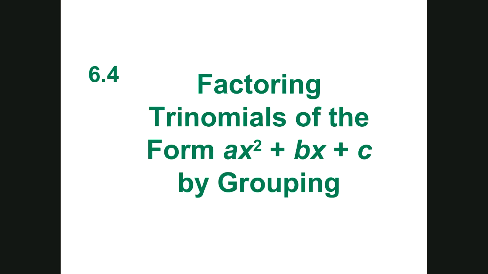Grouping. This is an example from developmental math, intermediate algebra. When you try to factor the trinomial ax squared plus bx plus c, you have two ways to factor. One way, in the previous video, I introduced the FOIL method. The FOIL method is easier when a is equal to 1. When a is not equal to 1, the grouping method will be easier.